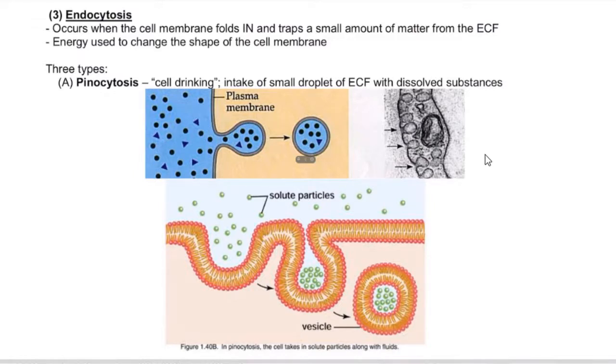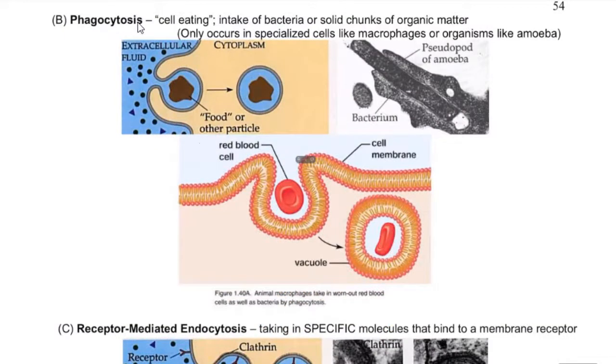Then if you have something larger, maybe it's not dissolved, floating around the liquid, and you still need it to come inside. Pino means to drink, so it's the process, the osis, the process of the cell drinking particles, versus phagocytosis, which is the process of a cell eating. Phago or phago, depending on your preferences. American versus British background, I guess. So this is just taking in larger things.